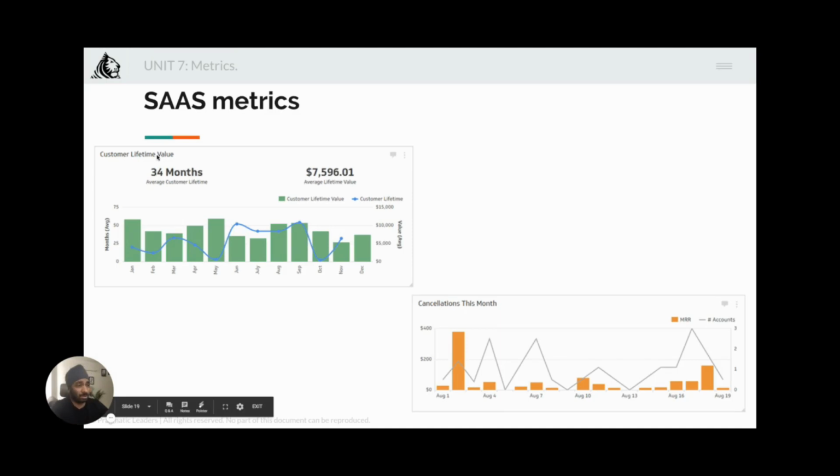Then the customer lifetime value, it's 34 months and about $7,500 for the entire lifetime value. This is another metric that SaaS companies track a lot. Cancellations this month will matter in certain cases. So these are some of the most important metrics that a lot of SaaS companies track.